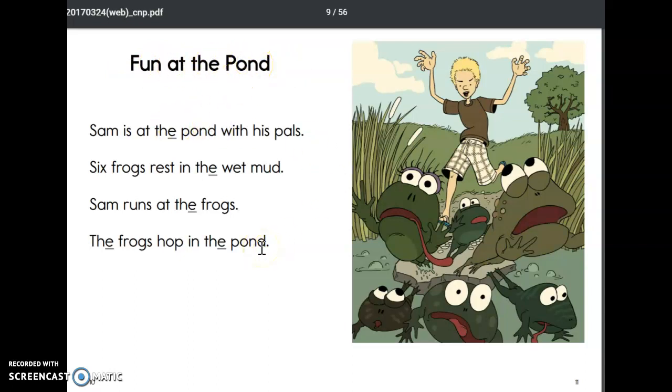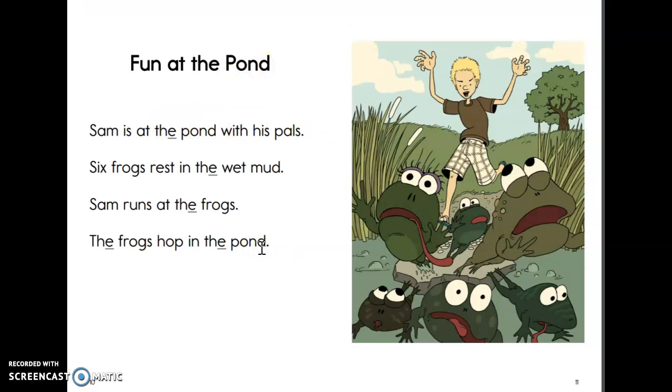So I'll read the story all the way through, and your job is just to listen for what happens in the story. Here we go. Sam is at the pond with his pals. 6 frogs rest in the wet mud. Sam runs at the frogs. The frogs hop in the pond.